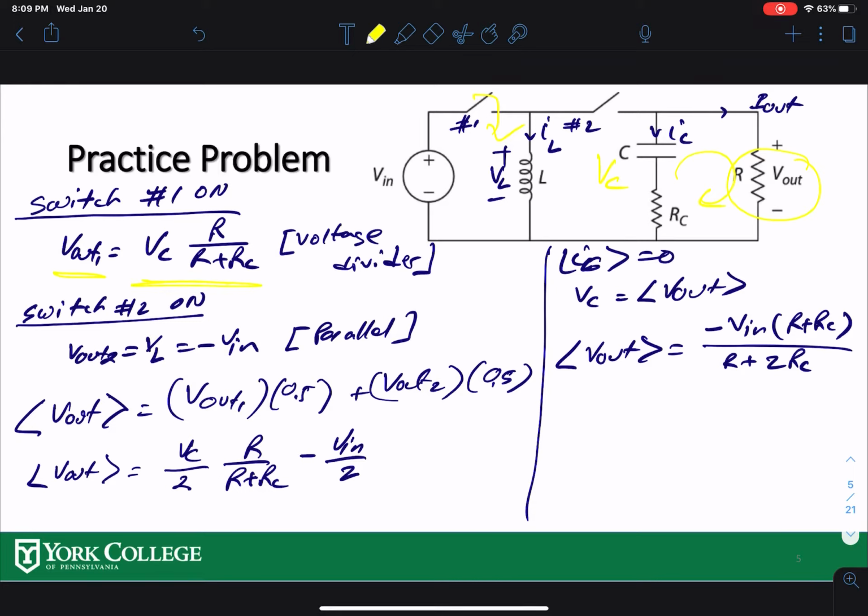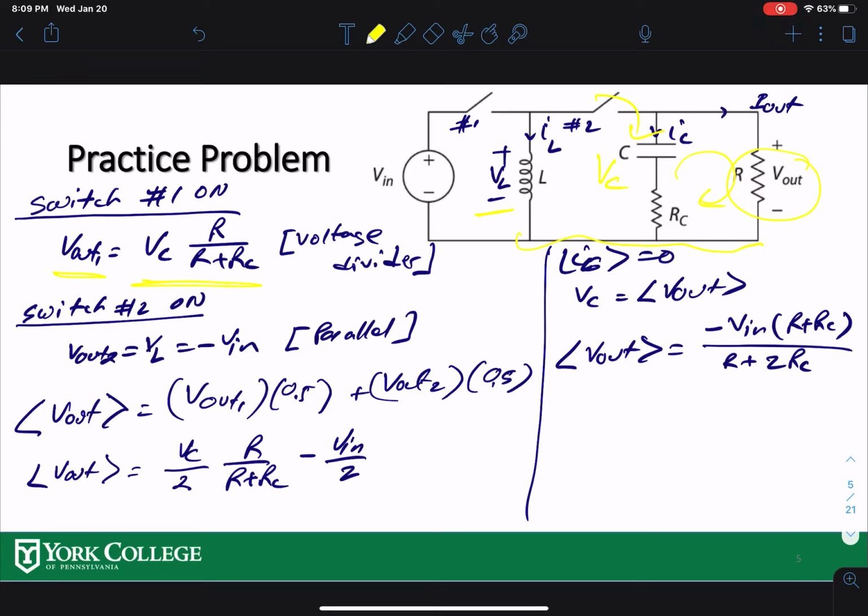It's a voltage divider. When switch 1 is off, now 2 is on. Look at that: all three of these components came in parallel. So V out would be what? V out should be equal to VL over here. And if you remember, VL is an inductor, and as a storage device it is still pumping current through it.